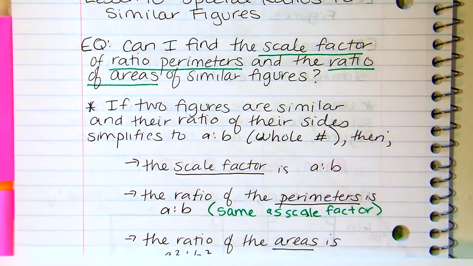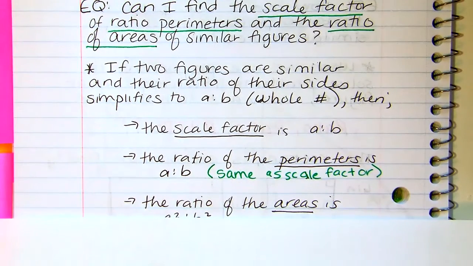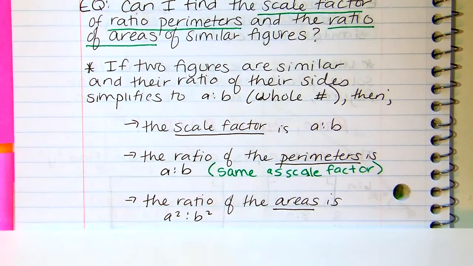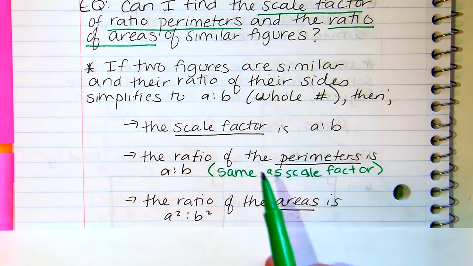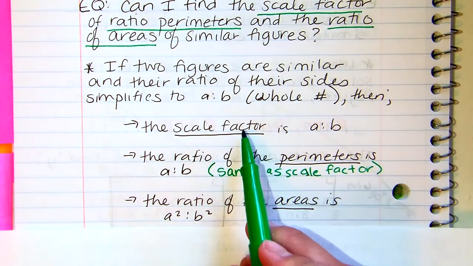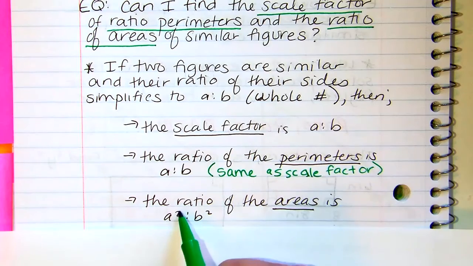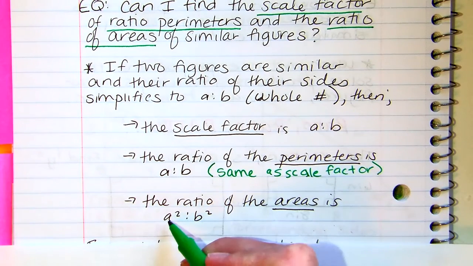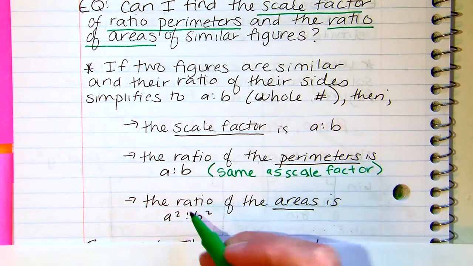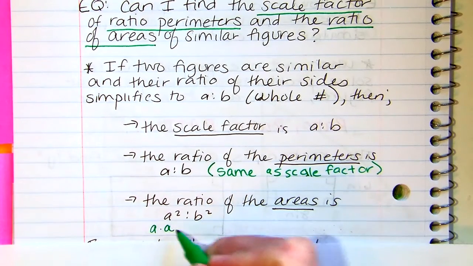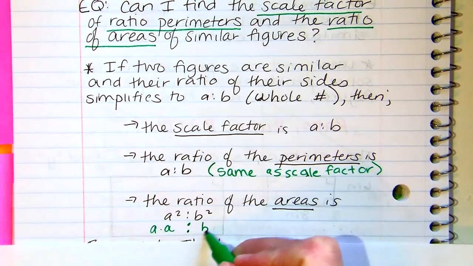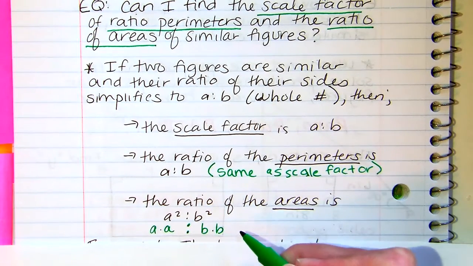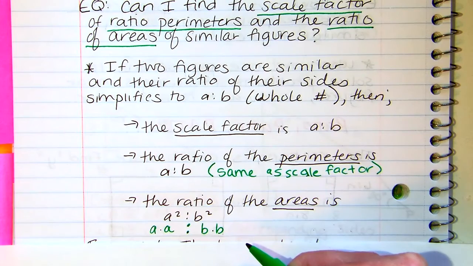And lastly, the ratio of the areas is going to be A squared to B squared. What that means is that we're going to take the ratio of our perimeter, which is our scale factor, and square those numbers. Now remember, when we talk about squaring something, it's not A times 2, so that's not 2A. It's A times A to B times B. That's how we'll find the ratio of the areas.